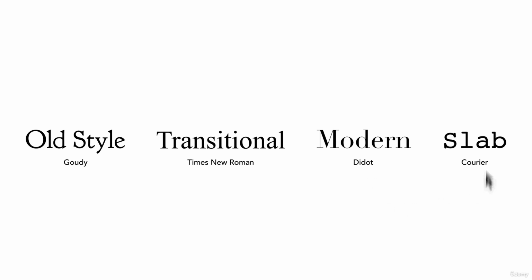And lastly, we have slab serif. Now, slab serifs have little to no contrast between thick and thin lines. You also notice that at the end, their serifs are much more rectangular or boxy. And typefaces in this category include typefaces like Archer. We're using Courier over here. And that's going to be it for serif typefaces.